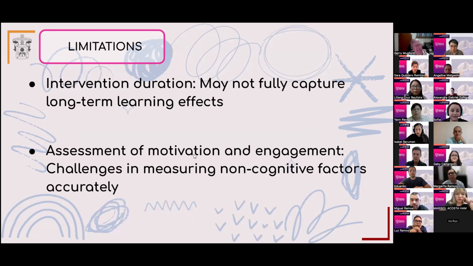Well, finally, this is the last slide, the tentative limitations. The limitations that this study may encounter: the first one is that the duration of the intervention may not fully capture long-term learning effects, missing the sustaining impact on language proficiency. The second limitation is that assessing motivation and engagement presents challenges in accurately measuring these non-cognitive factors, which are subjective and can vary over time.